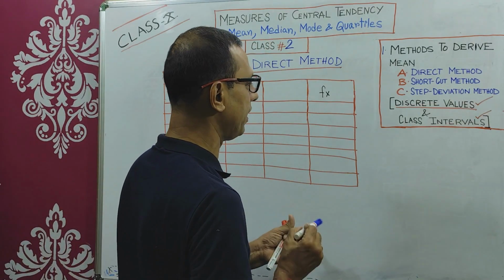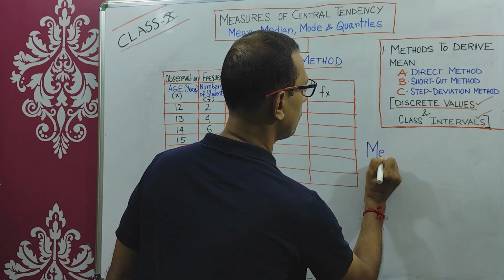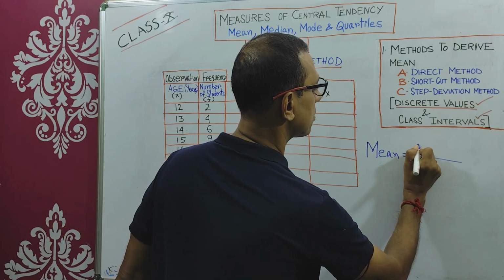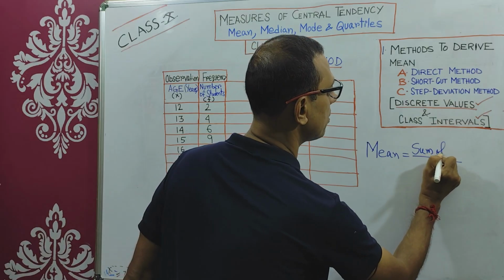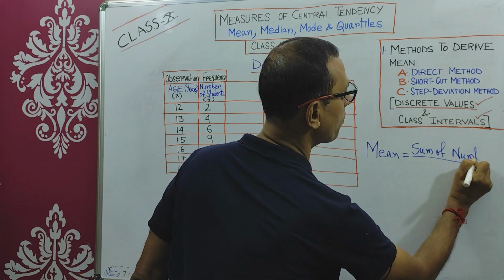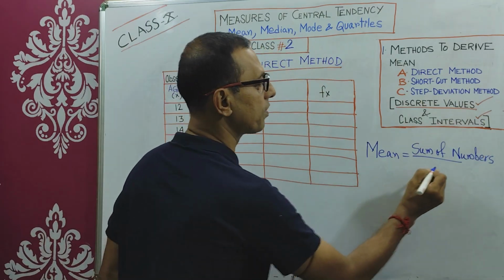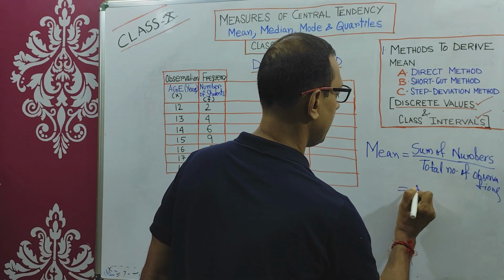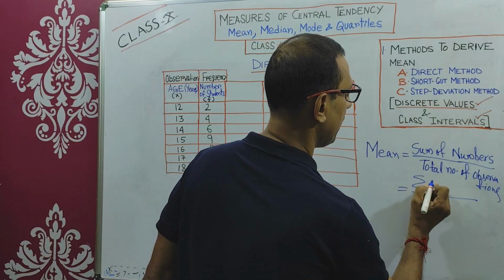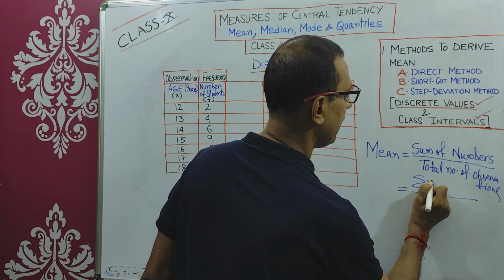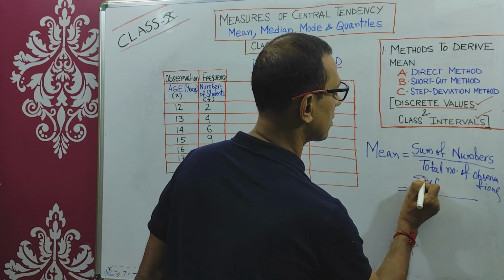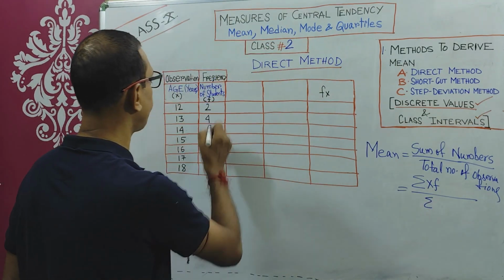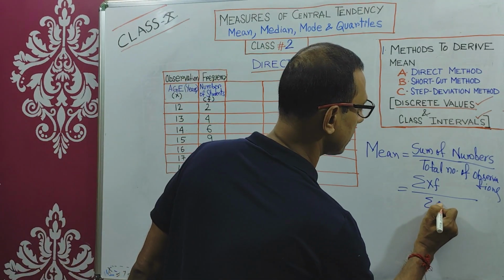The formula of mean is: mean equals the sum of all the numbers or observations, divided by the total number of observations. That is, the sum of numbers means each observation value x multiplied by its respective frequency f, so summation of xf, divided by the total number of frequency, the total number of students in this case, that is summation of f.